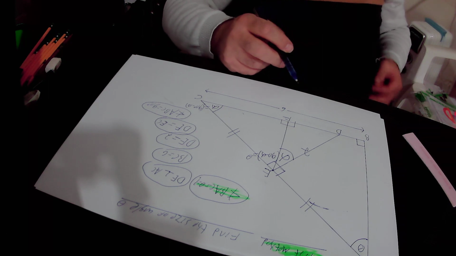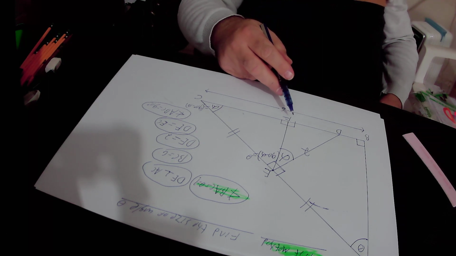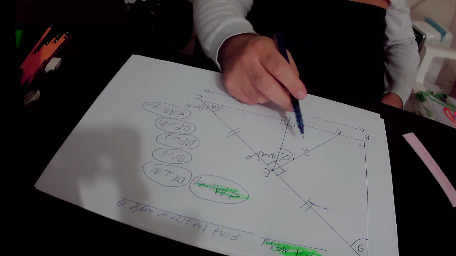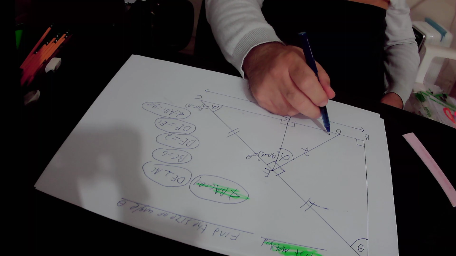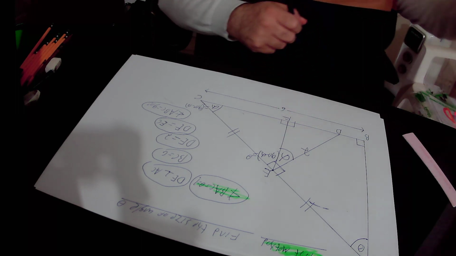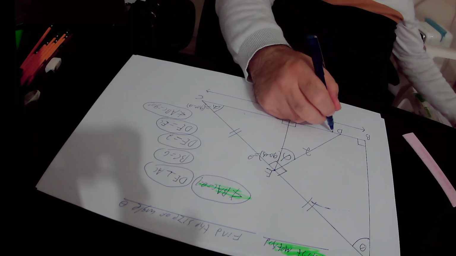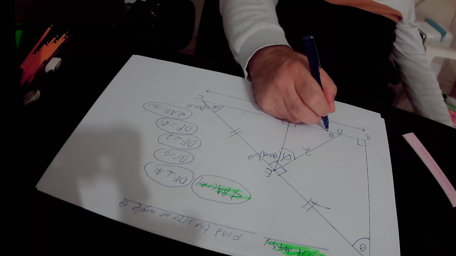In the right triangle DEF, if this angle equals alpha, that is to say, this angle must be equal to 90 degrees minus alpha. But 90 degrees minus alpha is theta. So we can write down that this angle equals theta.